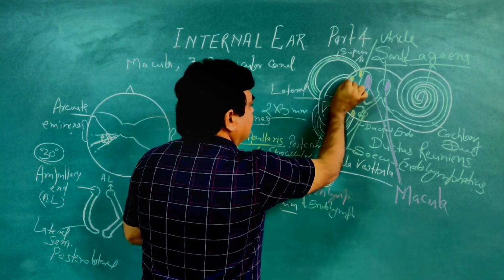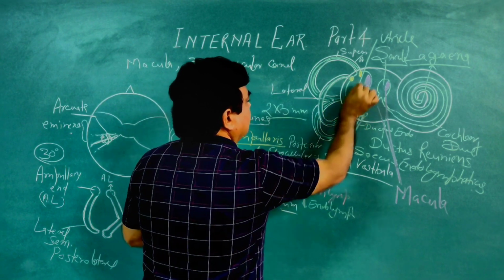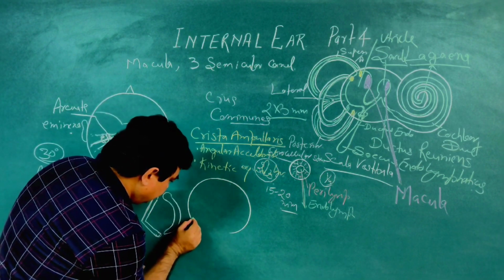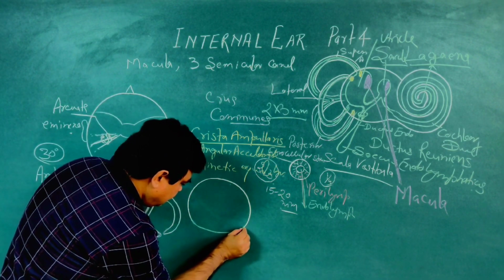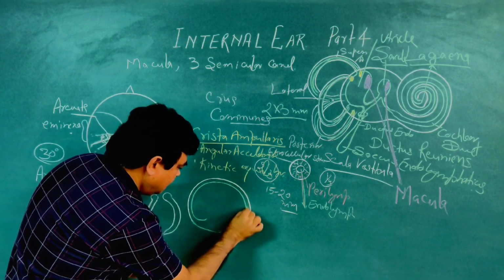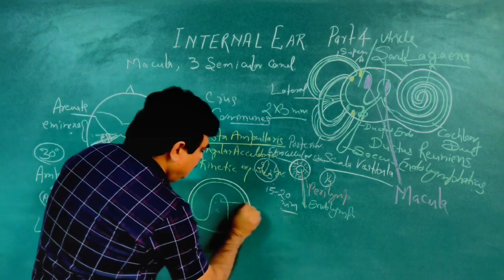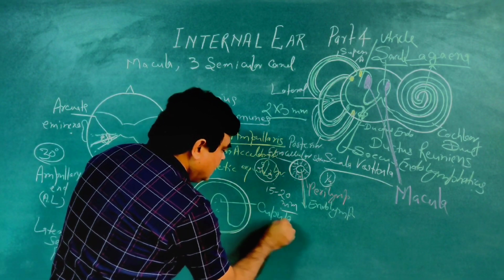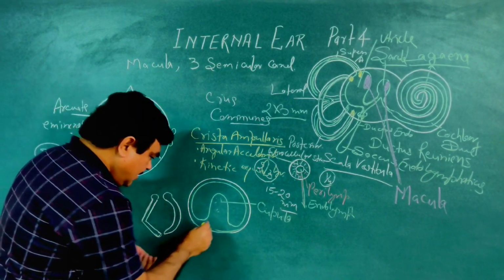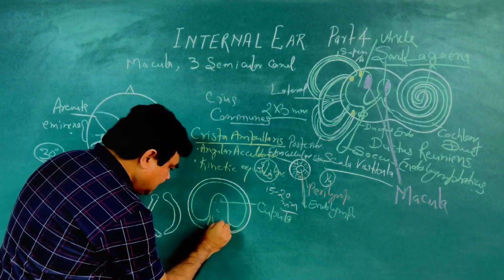This is membranous labyrinth. And here is position of the gelatinous cupula. This is known as cupula. This is made up of gelatinous substance. This is cupula. And here are numerous cells. These are flask-like cells.